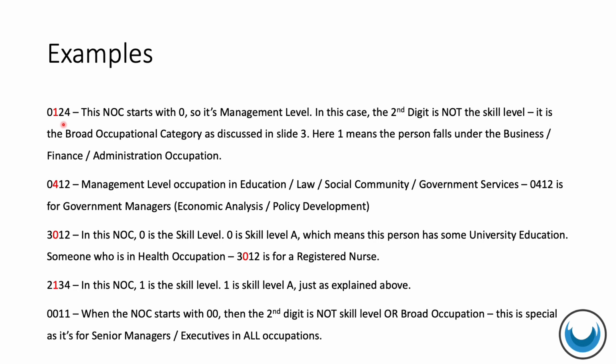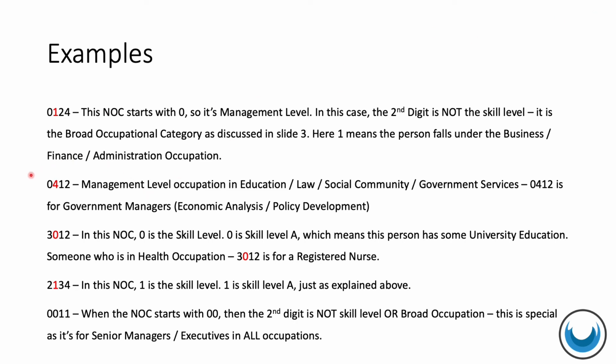So when you look at the third digit, which is 2, we understand that this person is a NOC B because skill level A represents 0 and 1. Skill level B represents 2 or 3. So if this was, say, 0 or 1, so instead of 2, if they had 0 or 1, then they would have been in a NOC A.